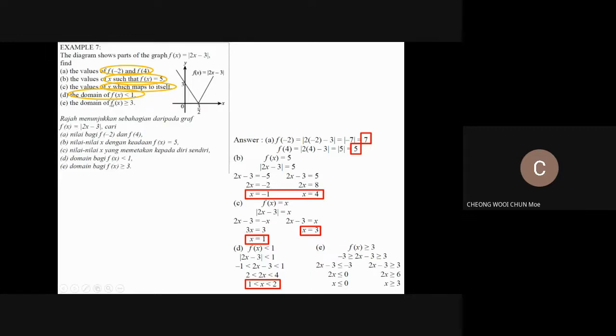Next, the domain where f(x) is greater than or equal to 3. So modulus 2x minus 3 is greater than or equal to 3. When you put the modulus sign with greater than 3, there's one 3 and one -3, so the symbols must follow. One is less than -3, one is more than 3. That means there are two ways for this situation.